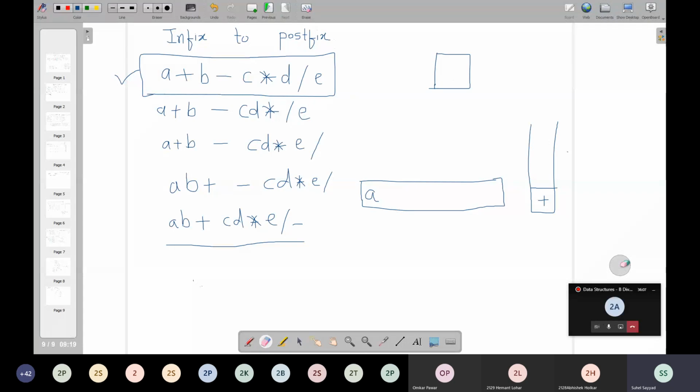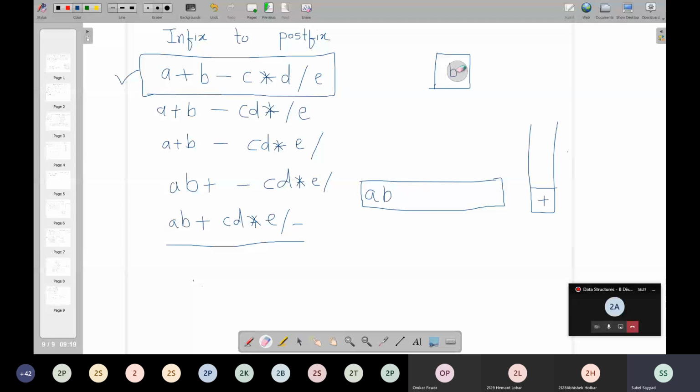Then next thing that I'll scan is B. What is B? Operator or operand? B is an operand. So if it is an operand, then it will go directly in my output string.